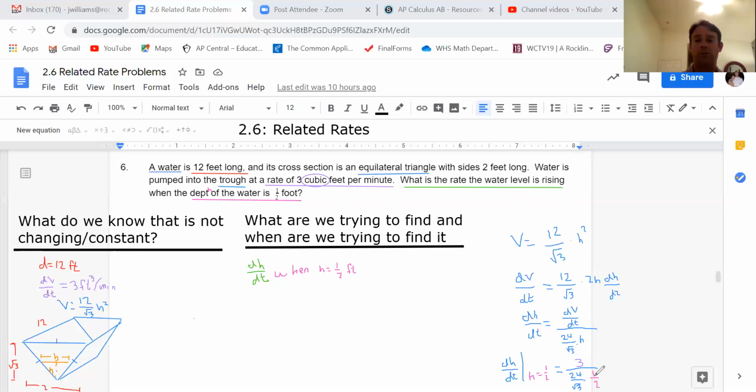And like I have told you guys so many times, I am not simplifying anything if this is the free response portion of the test. I will leave it alone. You need to leave it alone as well. But if it's multiple choice, or because some of you just can't seem to leave it alone, if you were to clean this whole thing up, you would end up with root 3 over 4 feet per minute.